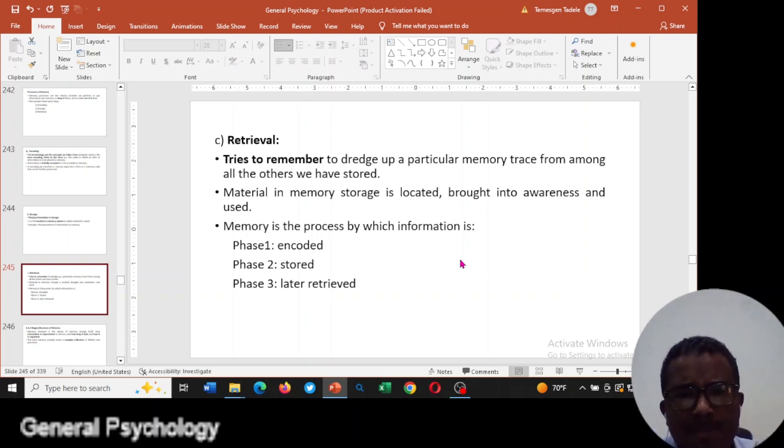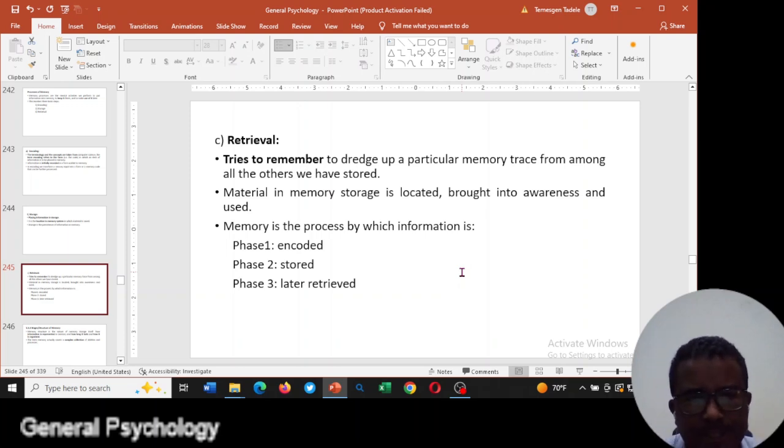So material in the memory storage is located, and whenever we want that collected information, we can bring it back into our awareness in the short-term memory and use it. So memory is the process by which information is encoded, information is stored, and finally, whenever we want to use it again and again, we can retrieve that collected information.